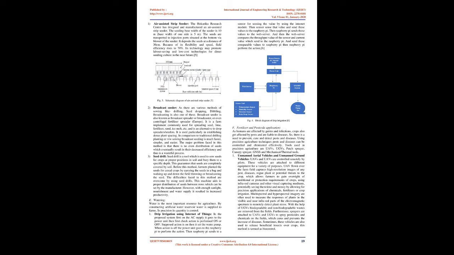Multispectral and hyperspectral imagery are often used to measure the responses of plants in the visible and near-infrared parts of the electromagnetic spectrum to remotely detect plant stress. With the help of UGVs, biodegradable and non-biodegradable wastes are removed from the fields. Furthermore, sprayers are attached to UAVs and UGVs to spray pesticides and chemicals on the fields, which cures and prevents the increase of diseases. Sometimes, these vehicles are also used to release beneficial insects over crops. This method is termed as biocontrol.